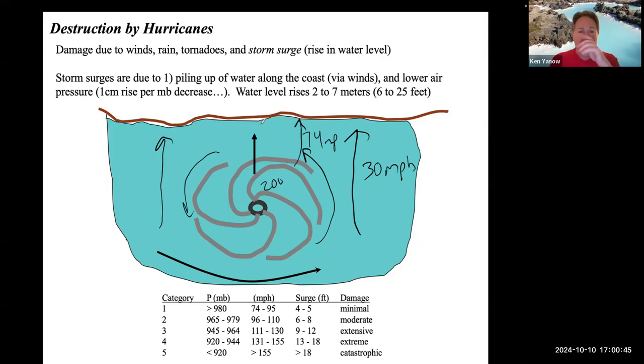The massive storm surge is the piling up of water along the coast via both the winds and the lower air pressure. And remember that lower air pressure gives a 1 centimeter rise for every millibar of decrease. So your water levels can rise 2 to 7 meters, which is 6 to 25 feet.